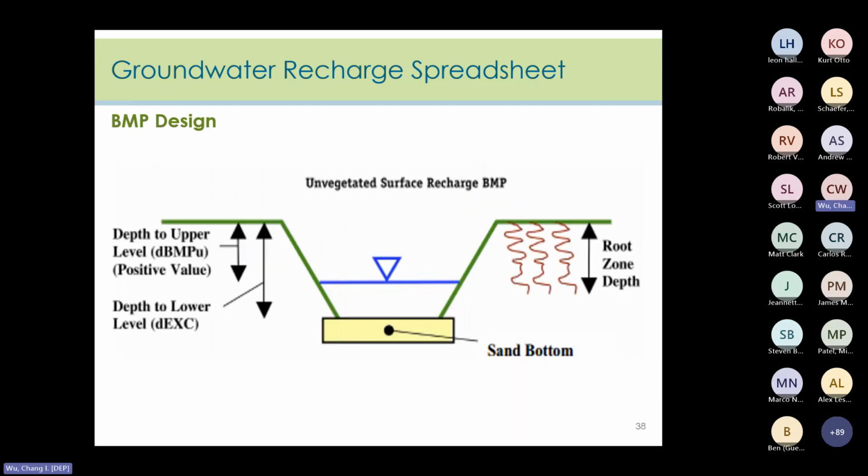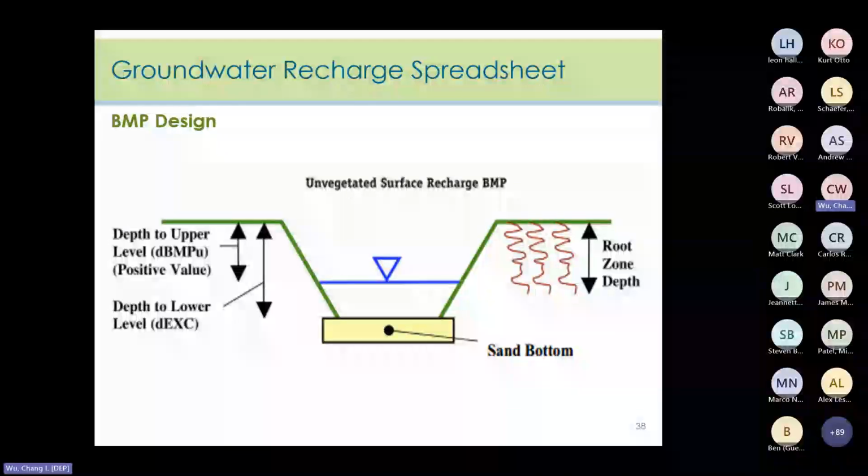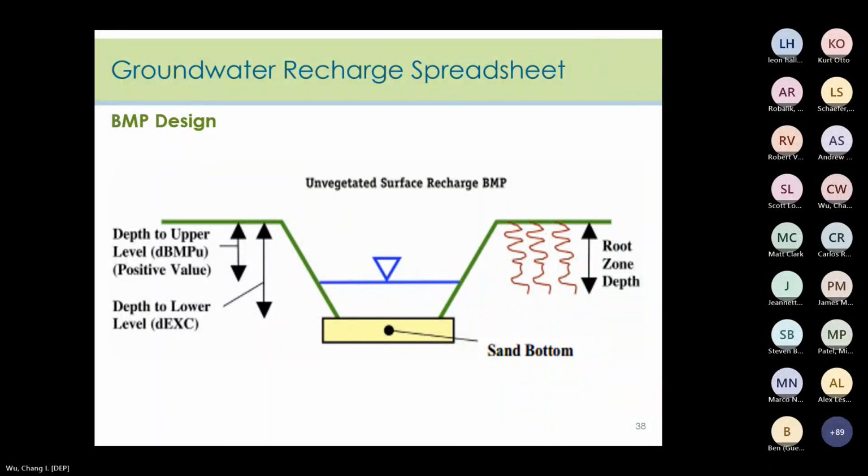For this scenario, there is a BMP that has no vegetation on the bottom, for example, an infiltration BMP. So the dBMPU will be a positive value because the vegetation is above the water level. The DEXC will be the distance from the vegetation surrounding the BMP to the bottom of the BMP.